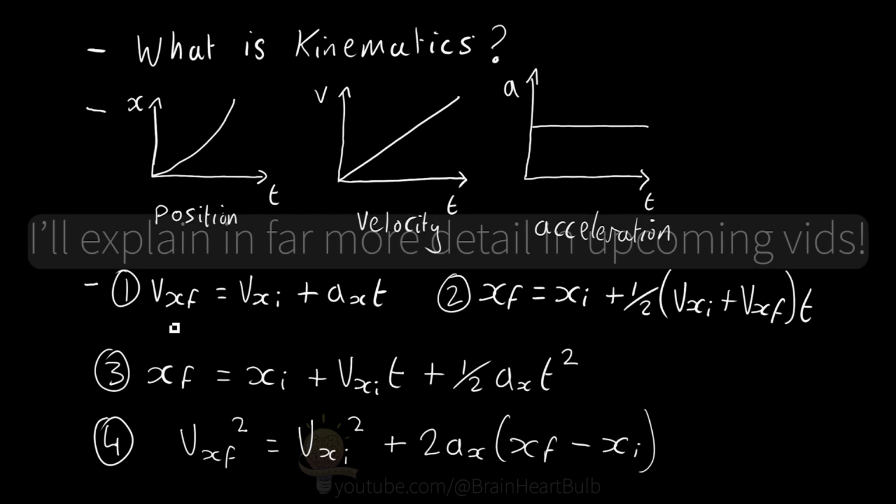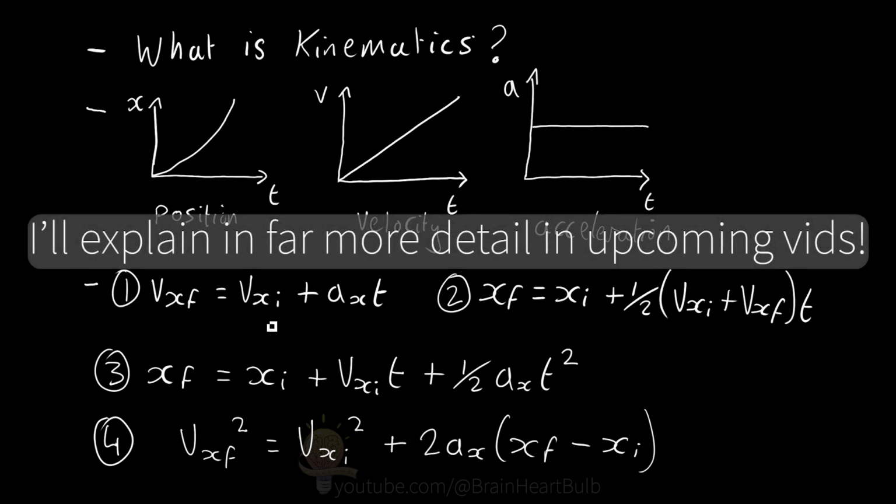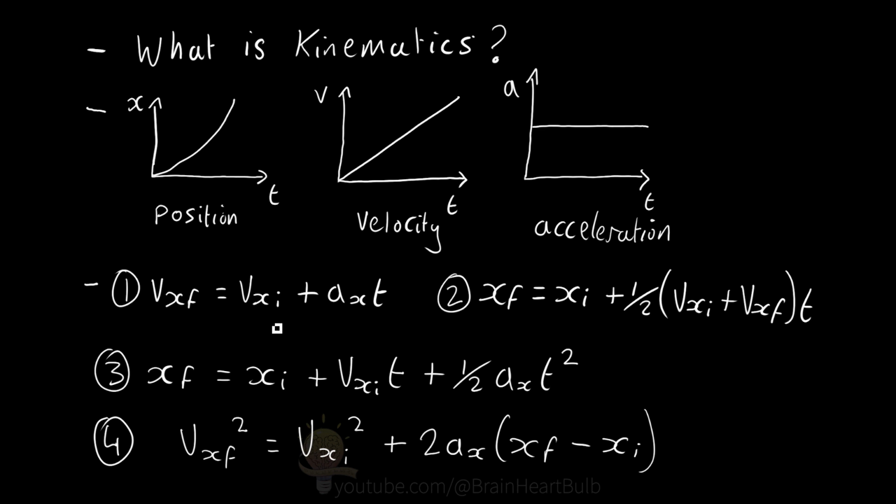where Vfx is the final velocity of a particle, Vxi is the initial velocity of a particle, Ax is the constant acceleration of that particle over time t. And we're going to see how to apply these equations to real-life problems, including freely falling objects. And at the end of each video, we're going to have a look at some example problems to solidify our knowledge.